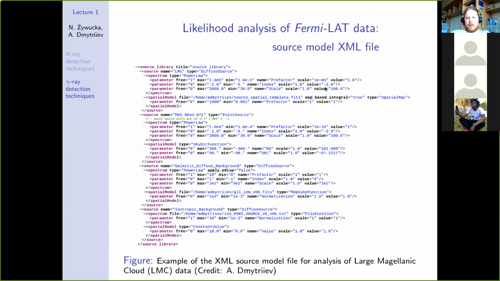The index, we assume -2, and we don't allow that to vary. And then we set the scale in front: the prefactor is the flux measured at a specific energy. So this will be the energy at which we measure the prefactor, the base, the pivot energy, and we don't vary it. So we specify a specific spectral shape and vary only the height of the spectrum.